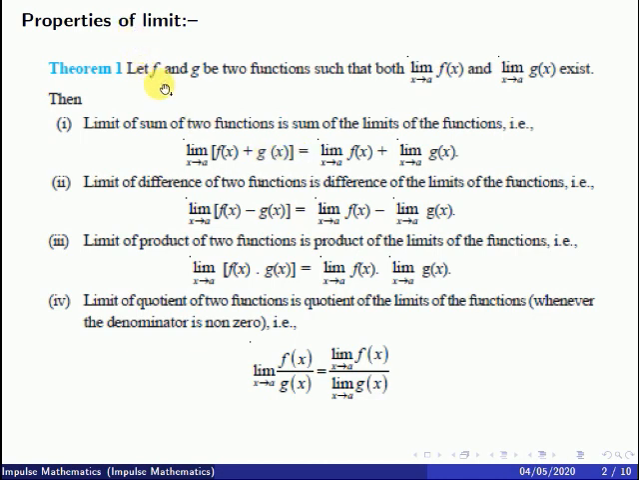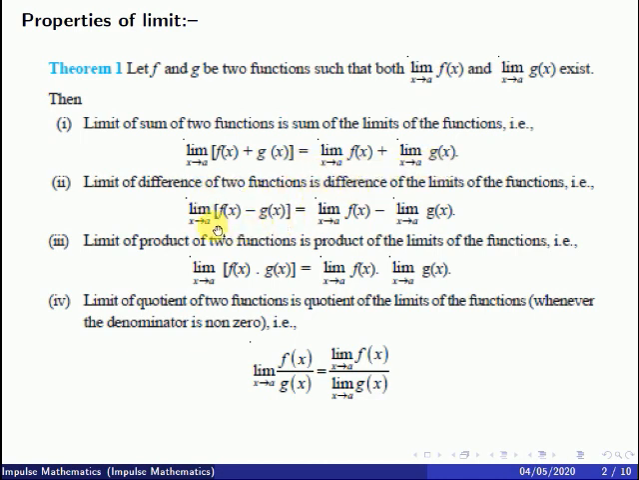Here we consider two functions f and g such that limit x tends to a f(x) and limit x tends to a g(x) exist. Then the limit of the sum of two functions is the sum of the limits of the functions. This is quite a simple algebraic property: limit x tends to a of f(x) plus g(x) equals limit x tends to a f(x) plus limit x tends to a g(x).